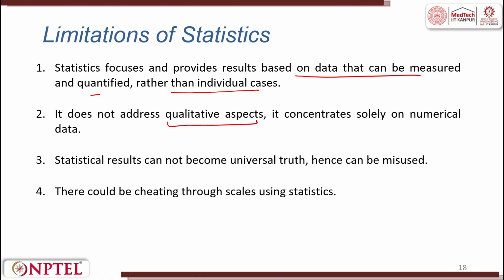So that is one, but most of the quantitative part does not allow the qualitative aspects of the problem to be addressed. Statistical results cannot become universal truth, hence can be misused. There could be cheating through scales using statistics.